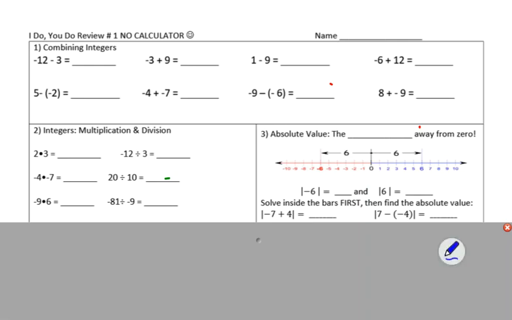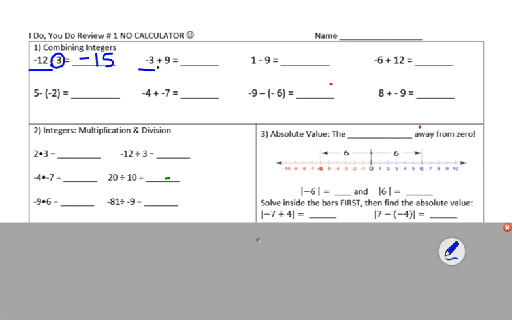All right, so for this review, we are going to be using no calculator, so make sure you have your calculator on your desk. So when we first combine integers, we are going to think about the integers as separate integers, okay? So we have -12 and a -3. Because they are both negative, we are able to combine them, which means we're building for the same team. So -12 and -3 is going to be -15.